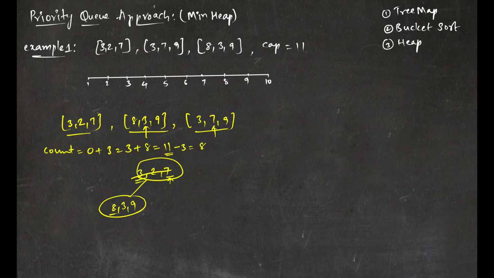So when we remove this, this will become my top, 8, 3, 9, and this is ending at 9, which is greater than 7. So this has to stay in my priority queue, and this item will be inserted then. So it is like 3, 7, 9, and this is having 3 passengers, so I need to add that to my count, 3. It is 11, and this is still less than or equal to my capacity, so this is also fine. And we are done with all the trips, so we can just return true.